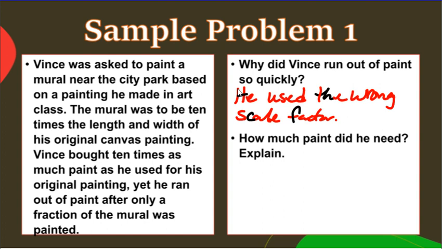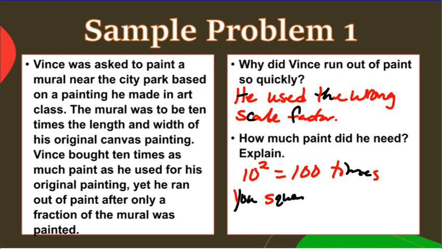How much paint did he need? He would need 10 squared, which would equal 100 times. And why? Because you square the scale factor when finding area.